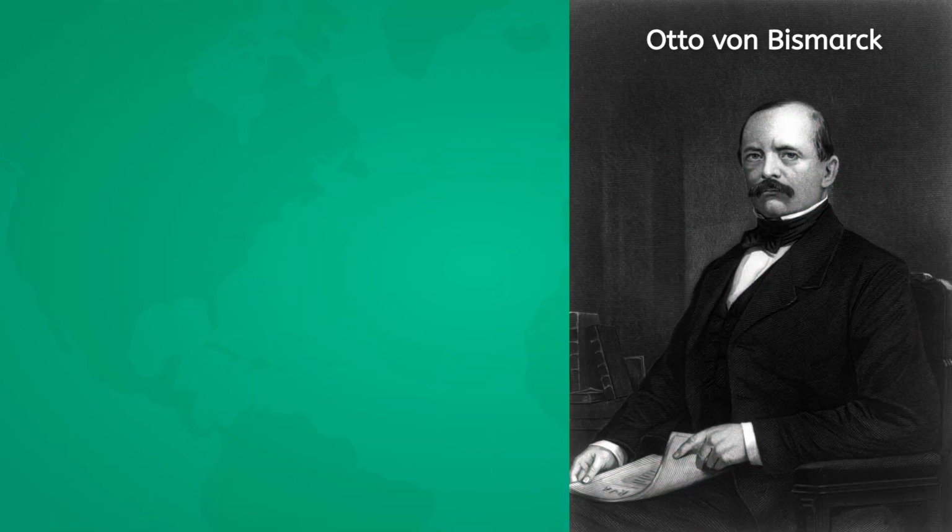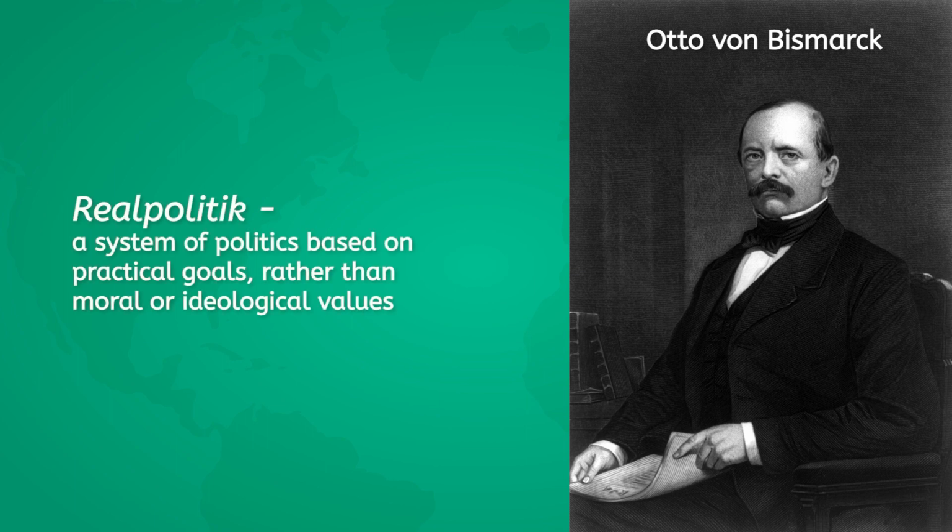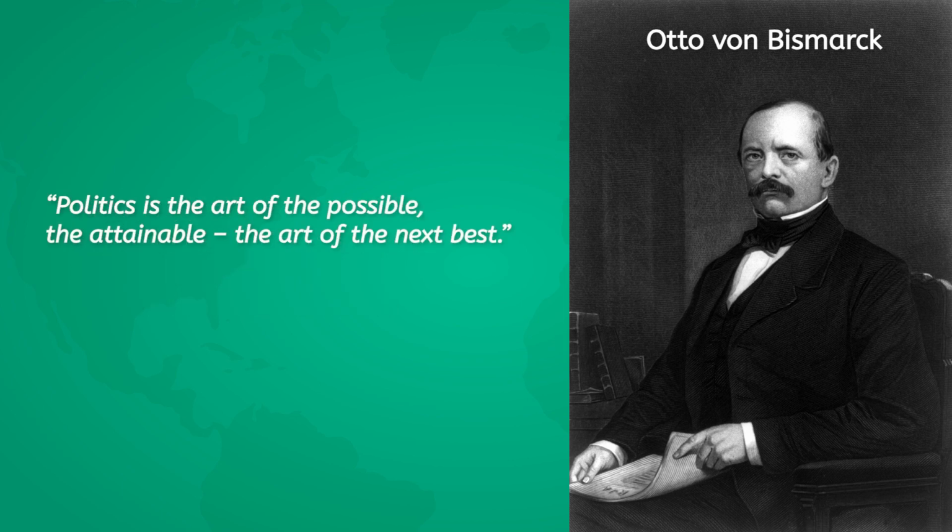So Wilhelm appointed a Junker named Otto von Bismarck as prime minister. Bismarck believed in Realpolitik, a system of politics based on practical goals rather than moral or ideological concerns. He is credited with saying, "Politics is the art of the possible, the attainable, the art of the next best." In other words, instead of striving for the perfect future based on what was right or just, he focused on accomplishments he thought he could actually achieve.